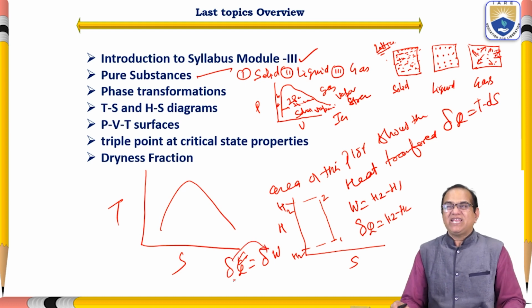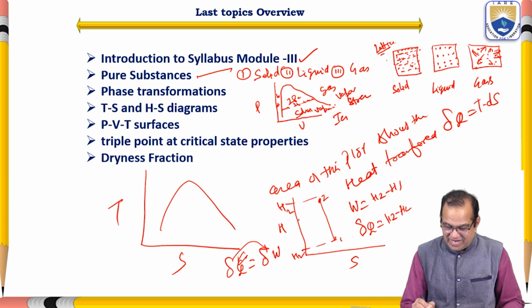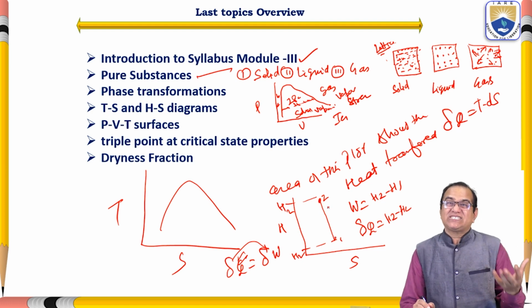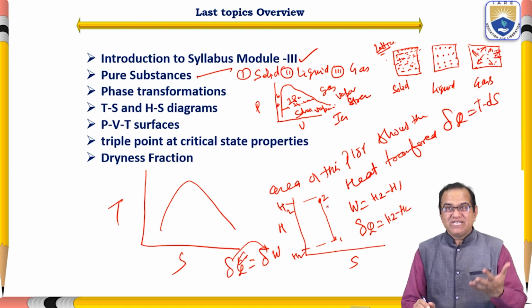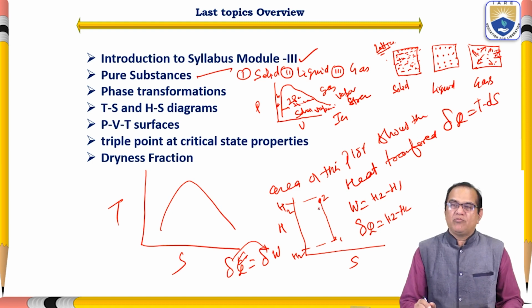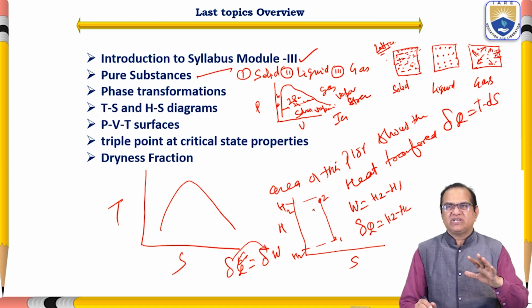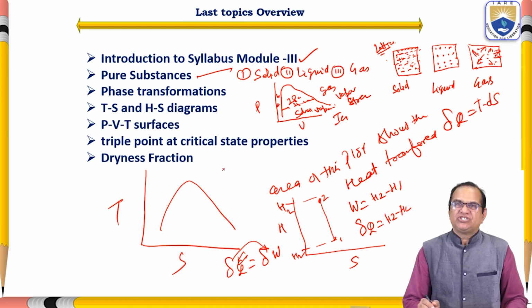So like this, it is very easy to understand by the HS diagram, and this HS diagram is also called the Mollier chart. We will be discussing in today's class what the Mollier chart is and what its importance is. This gives a lot of information in one go. That is the beauty of this HS diagram or the Mollier chart.